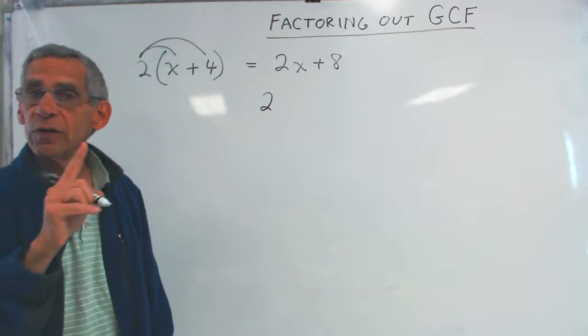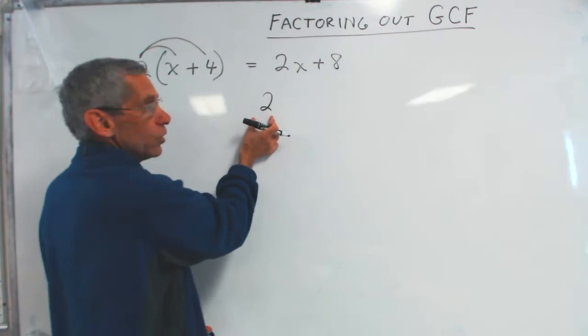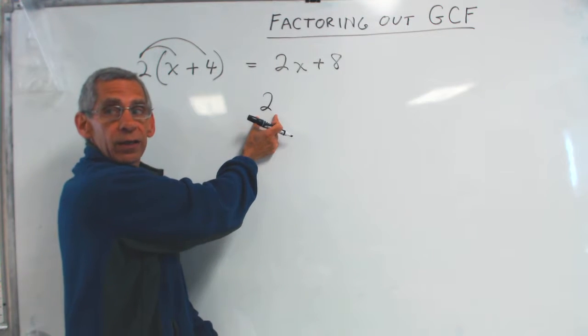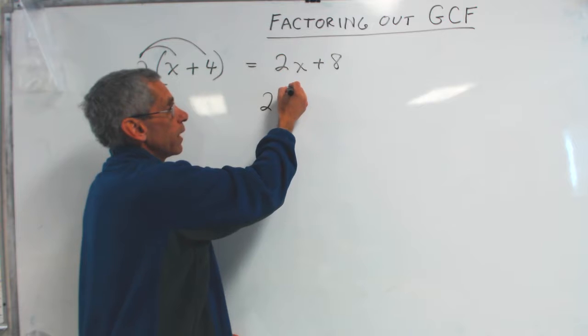So what you do, when you find a common factor, you actually write that common factor down underneath it. And then you put a parenthesis.